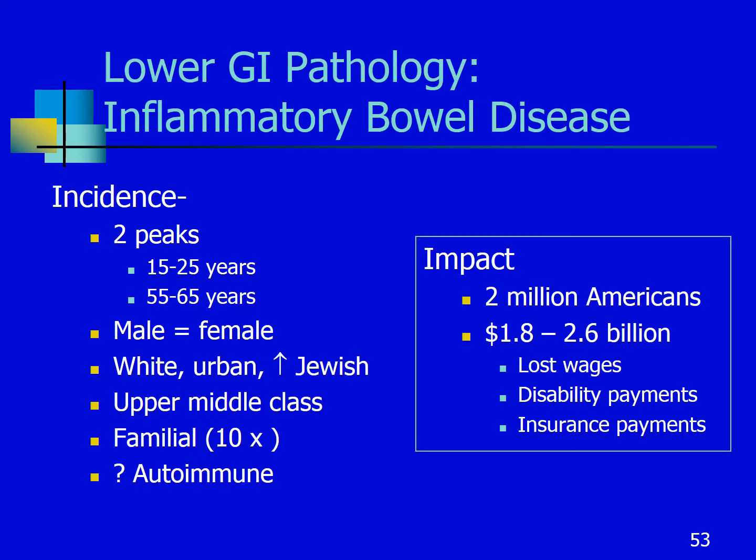Lower GI pathology. So we're starting to talk about inflammatory bowel disease. The incidence is bimodal. So you see it amongst two groups, 15 to 25-year-olds or 55 to 65-year-olds. It's equal in both male and female, and it's usually seen in individuals that are white, urban, and Jewish. It's upper middle class. There's some familial tendency and it's questionable if it's autoimmune or not. It's about 2 million Americans and $1.8 to $2.6 billion from lost wages, disability payments, and insurance payments.